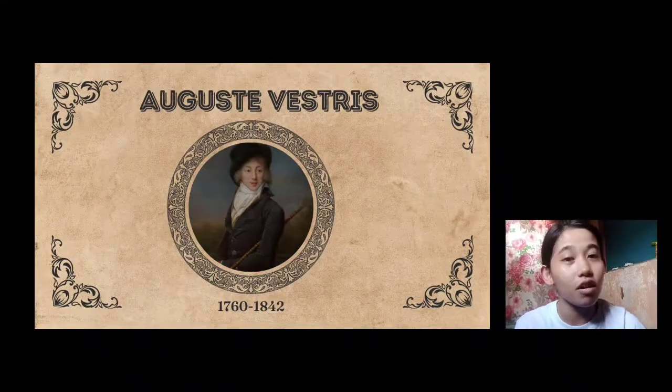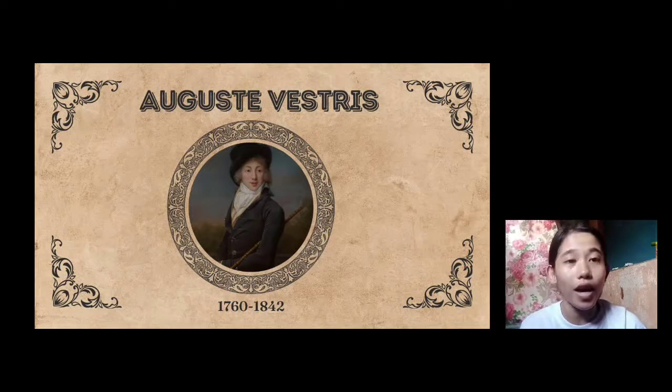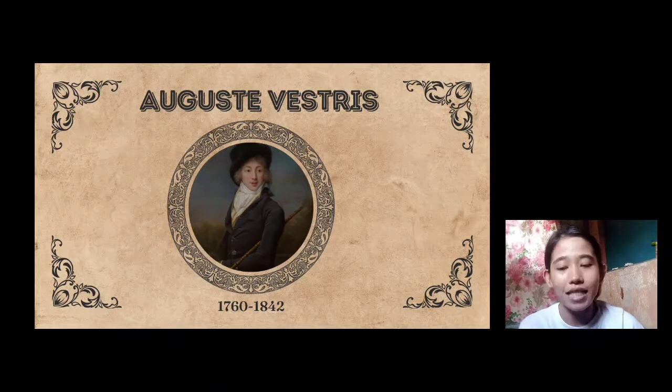So next is Auguste Vestris. Auguste Vestris debuted at the Paris Opera at the age of 12. Kag na-achieve ang rank as a premier dancer by the age of 21. He danced at the opera for 35 years, passing on to the next generation of male dancers the dancer noble traditions that his father and other dancers of his generation had perfected.